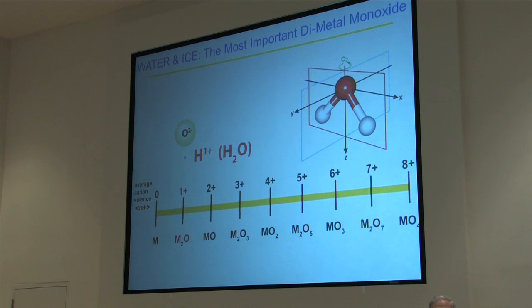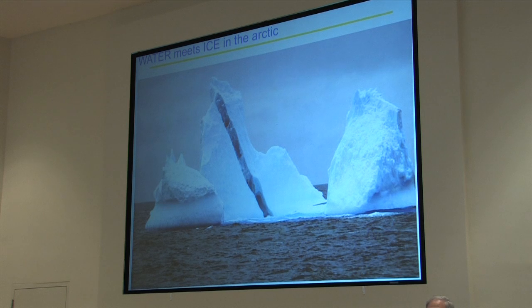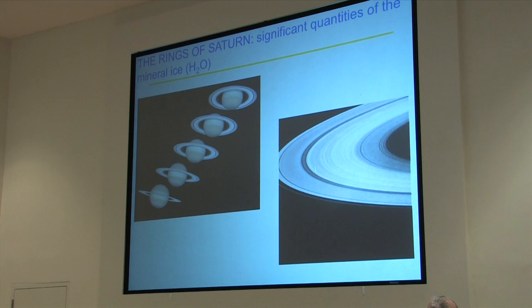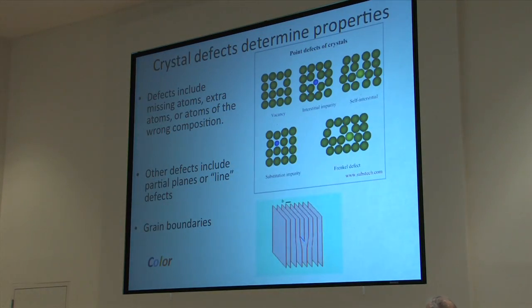We're used to liquid water, but we're used to crystalline water also. So that's a metal dioxide. It's a dimetal oxide. So it has hydrogen, two hydrogens, and an oxygen, and it forms crystals that we are all very familiar with. And we even see them in space. The rings of Saturn are littered with lots of mineral ice. So we see crystals. We see them in different shapes depending upon the growth conditions, but also their properties can change tremendously depending upon the defects that are in them.